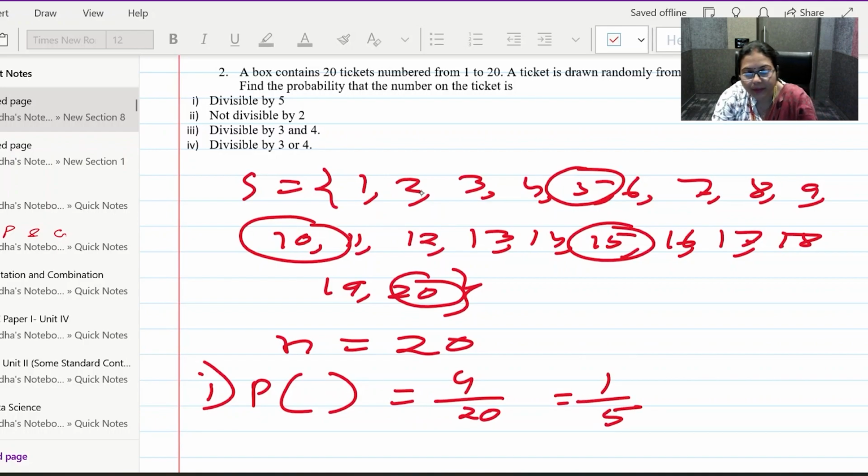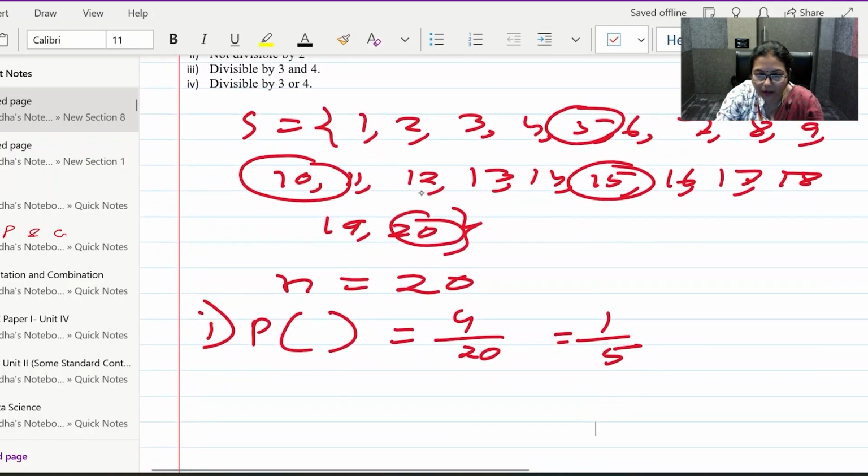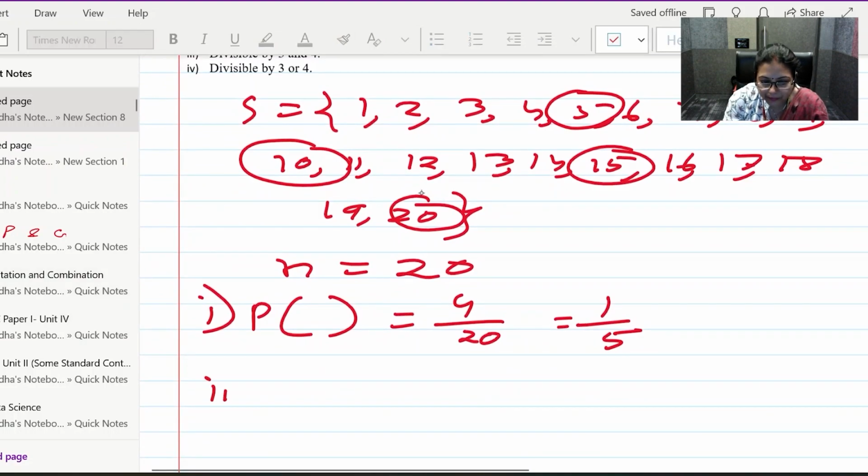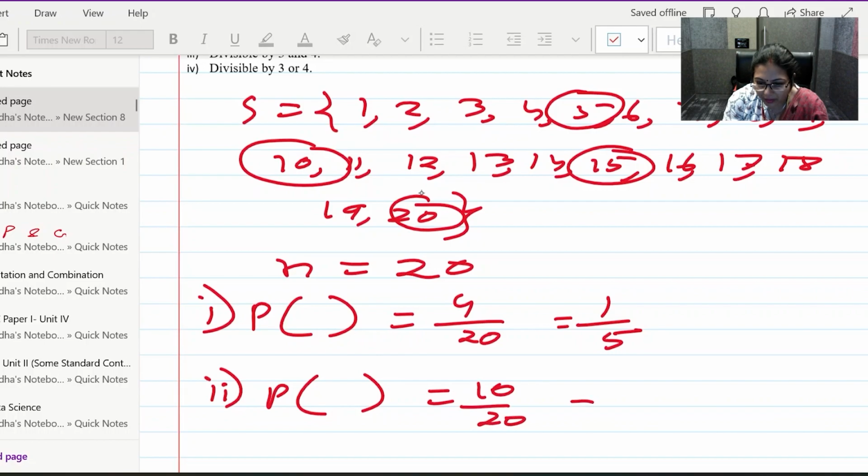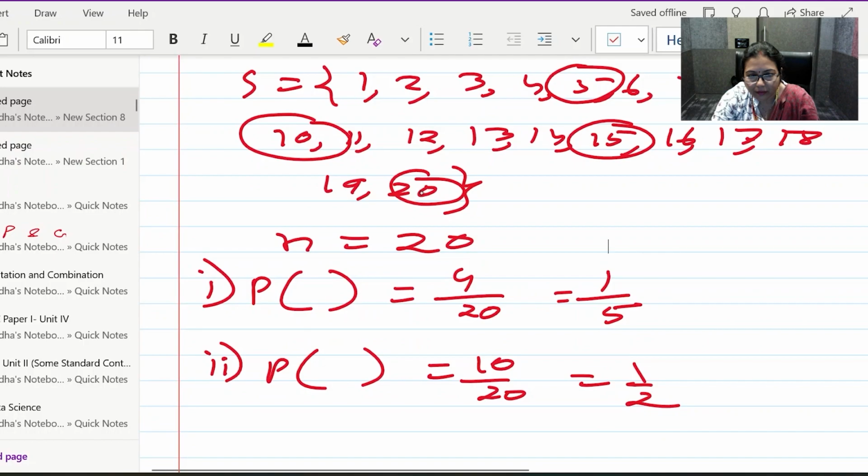Second, not divisible by 2. So which are the numbers which are not divisible by 2 here? All the odd numbers like 1, 3, 5, etc. So out of 20, how many odd numbers are there? There are 10 odd numbers. So second answer will be 10 by 20. So this is half.